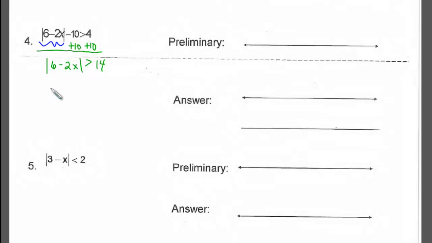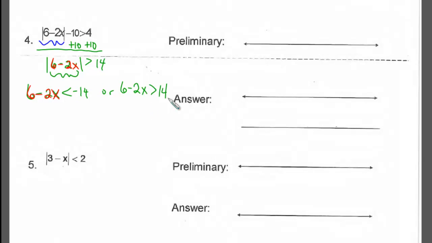I have one equation that is going to be less than, so I pull this out exactly the way I see it. 6 minus 2x, that will be less than negative 14, or 6 minus 2x is greater than positive 14. Notice this just comes out. The 6 minus 2x just comes out exactly the way it is. We do not change any of these numbers. The first one will be negative 14, and we will flip the sign. The second one will be greater than positive 14.